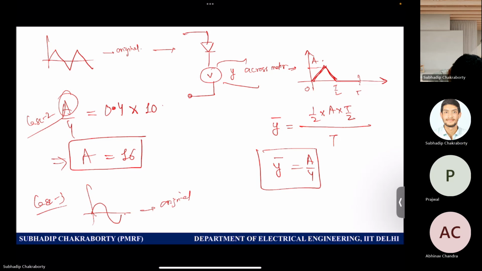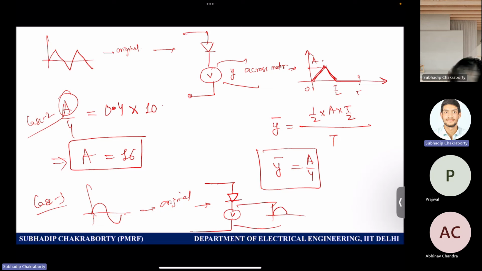Now for case 3, if you give a sine as the original signal and you pass it through the diode and the meter arrangement, then the meter will only read the positive half lobe for the T by 2 period, and then it will read 0. So what is the average of this? I told you, V peak by pi. Now V peak here is nothing but A. So it is A by pi. So A by pi is nothing but 40% of 10.